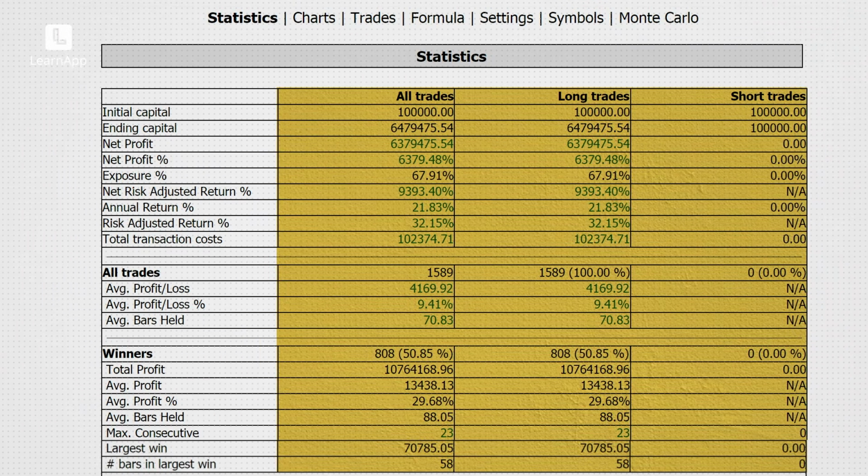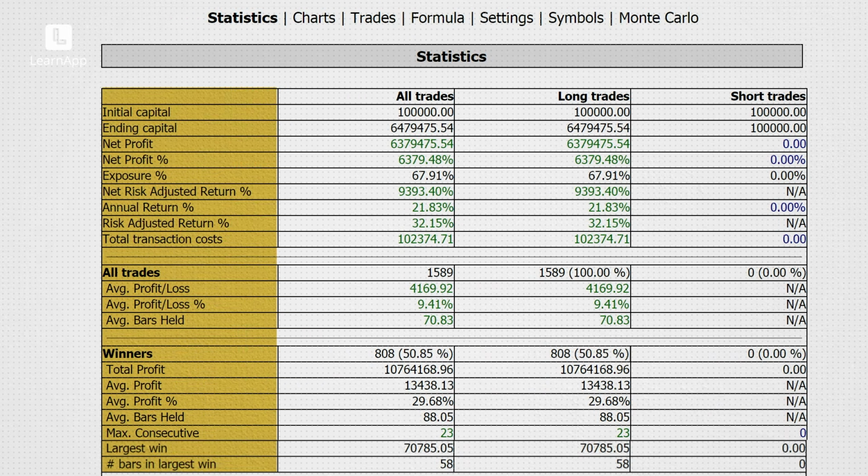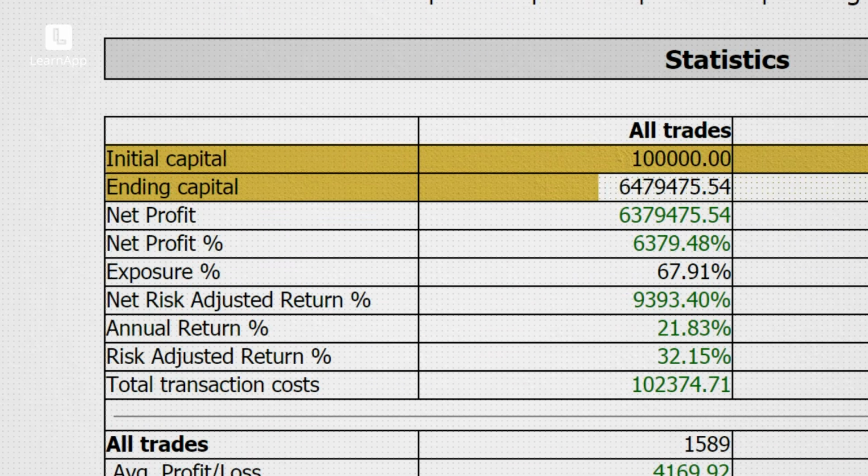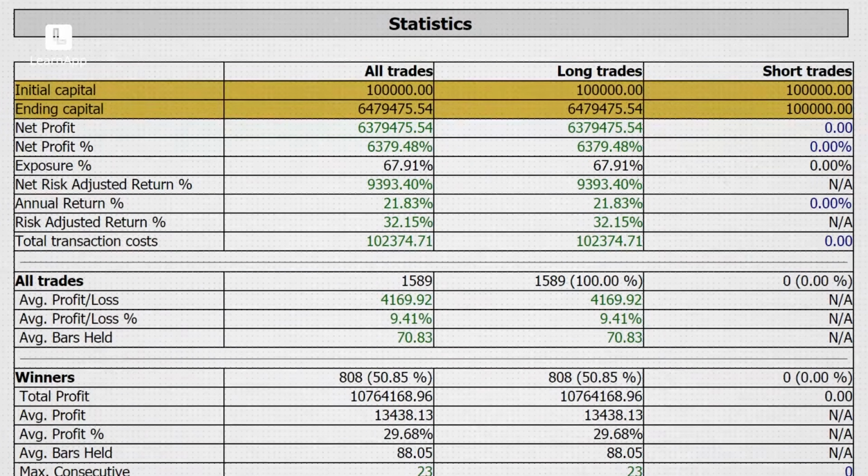You have the stats, and here's what I'm looking at. I'll just look at the main ones. So one, here's the initial capital and then the ending capital. Wow. It's a lot, right? It's a lot of money. It's also the net profit percentage, as you can see. It's really high. Yeah, in percent. It's a 6,000% profit.